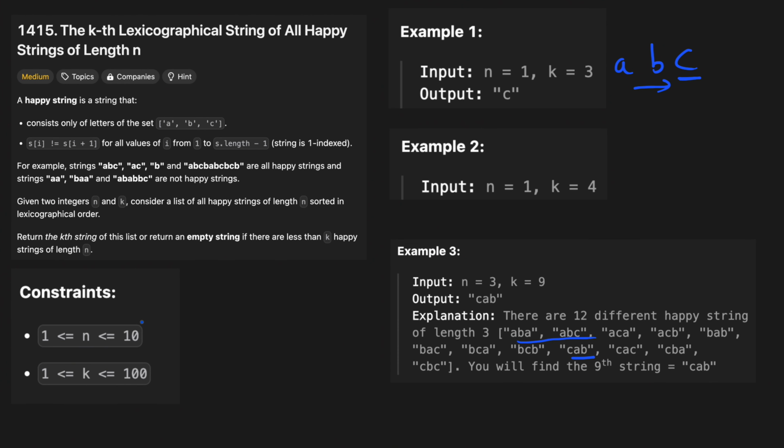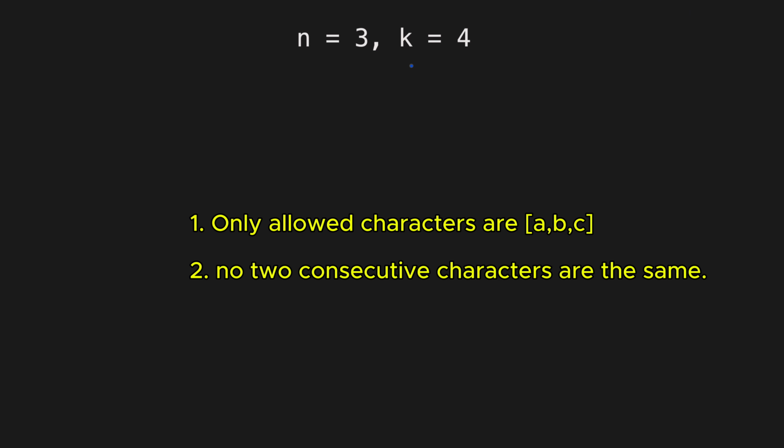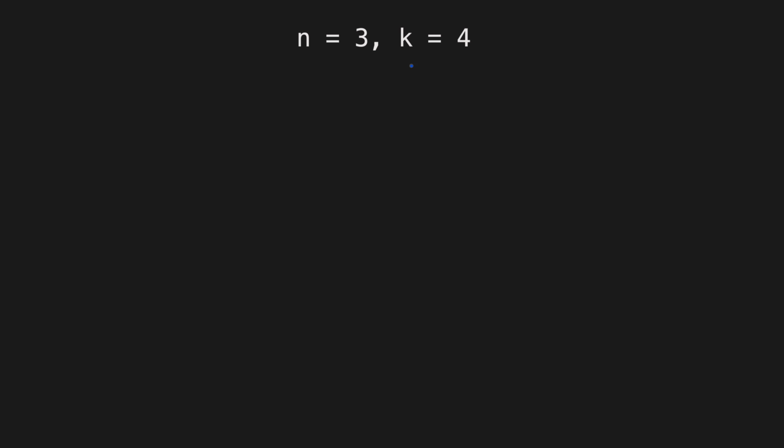And now in terms of constraints, n at maximum can be equal to 10 and k at maximum can be equal to 100. Now in terms of solution, the happy strings only require two validations. One, that only allowed characters are a, b and c, and two, there shouldn't be any two consecutive characters that are same. So one way can be that we generate all possible strings using the characters a, b and c and adhere to both the rules.